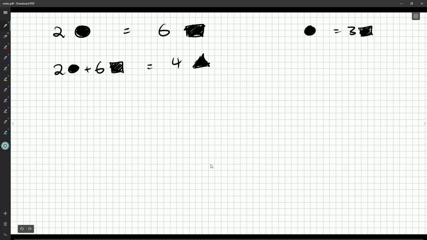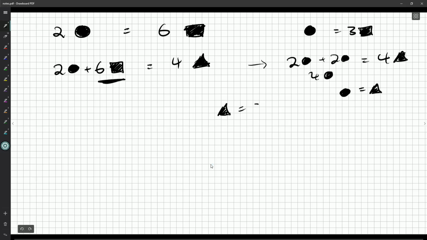That means I can take these 6 squares here and turn this equation into 2 circles plus 2 circles, or 4 circles, is equal to 4 triangles. And dividing by 4, we'll get 1 circle is equal to 1 triangle. And that also means that 1 triangle is 3 squares.